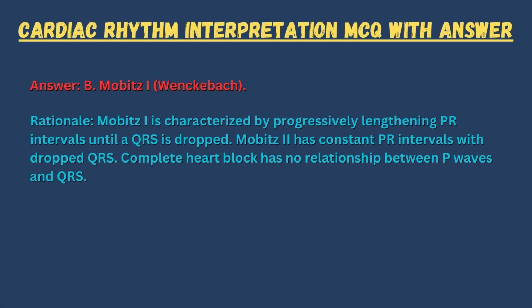Answer B. Mobitz I Wenckebach. Rationale: Mobitz I is characterized by progressively lengthening PR intervals until a QRS is dropped. Mobitz II has constant PR intervals with dropped QRS. Complete heart block has no relationship between P waves and QRS.